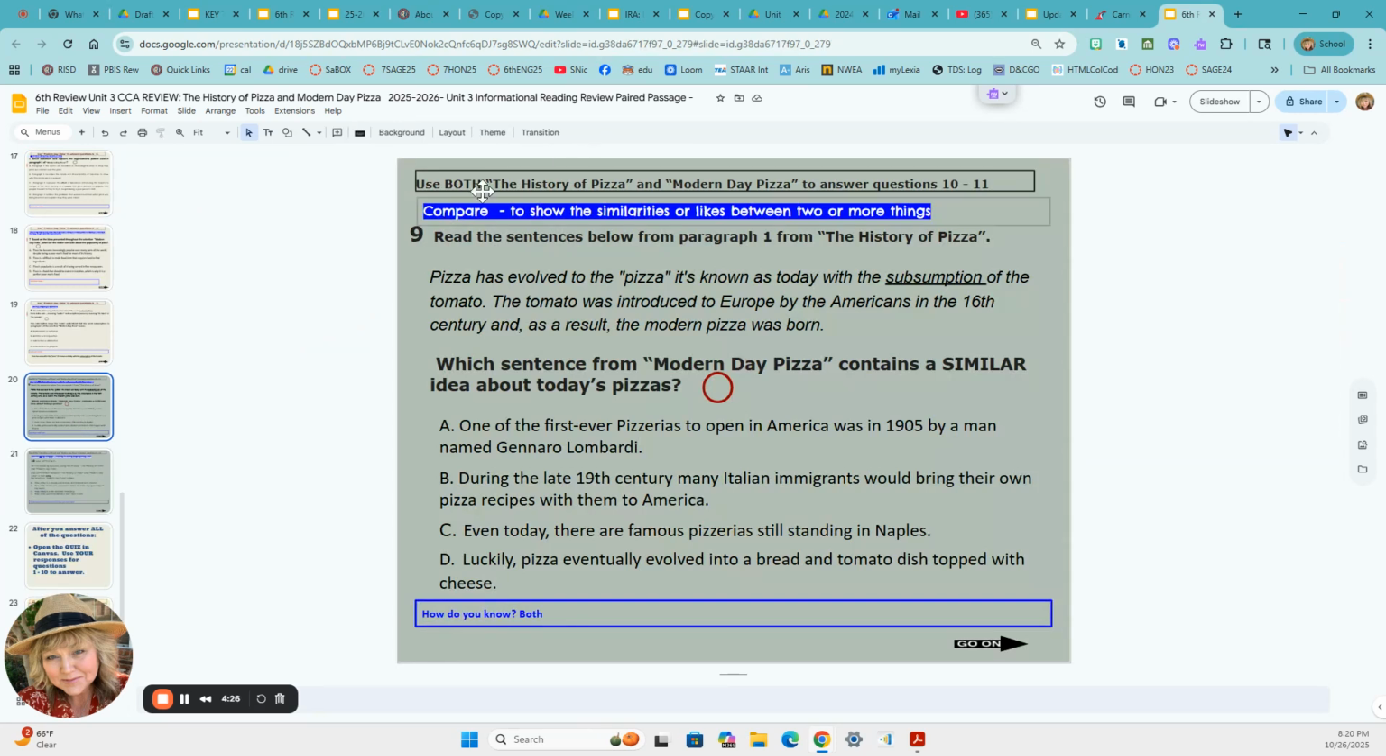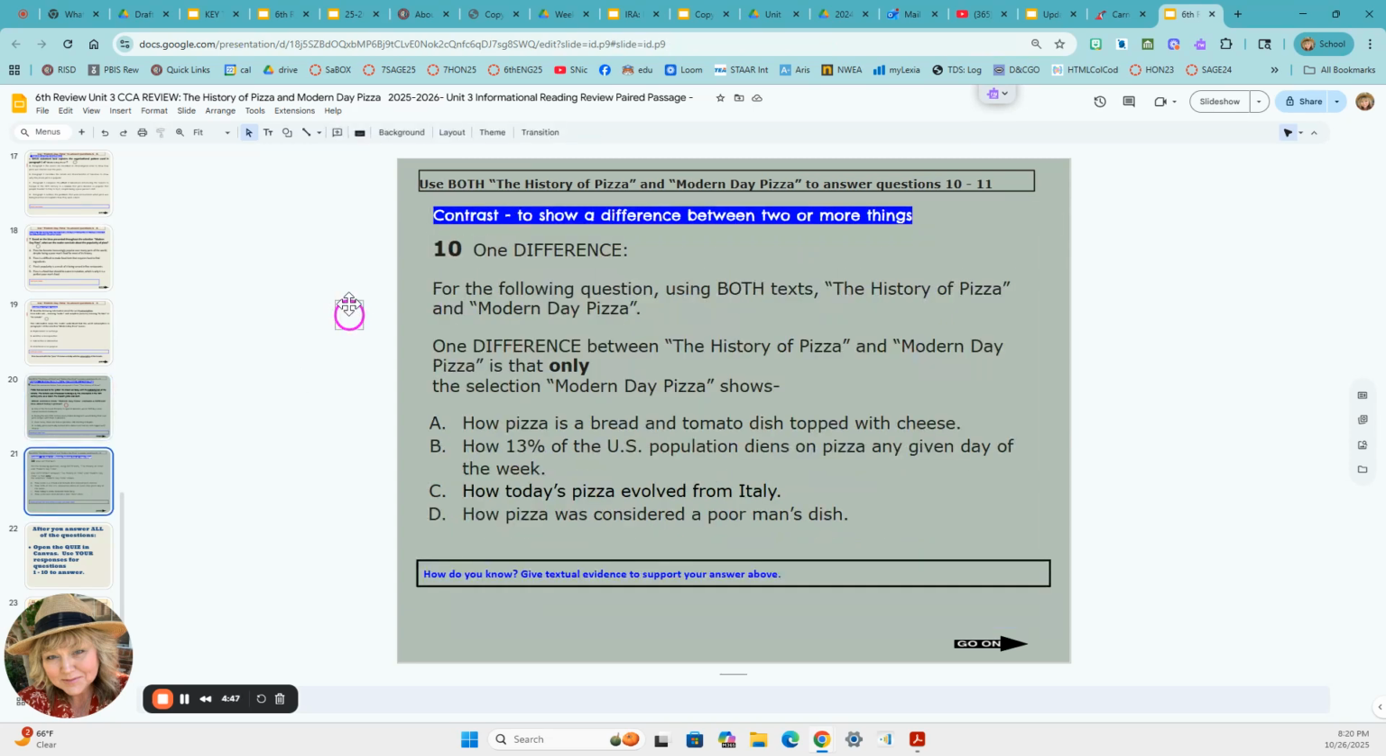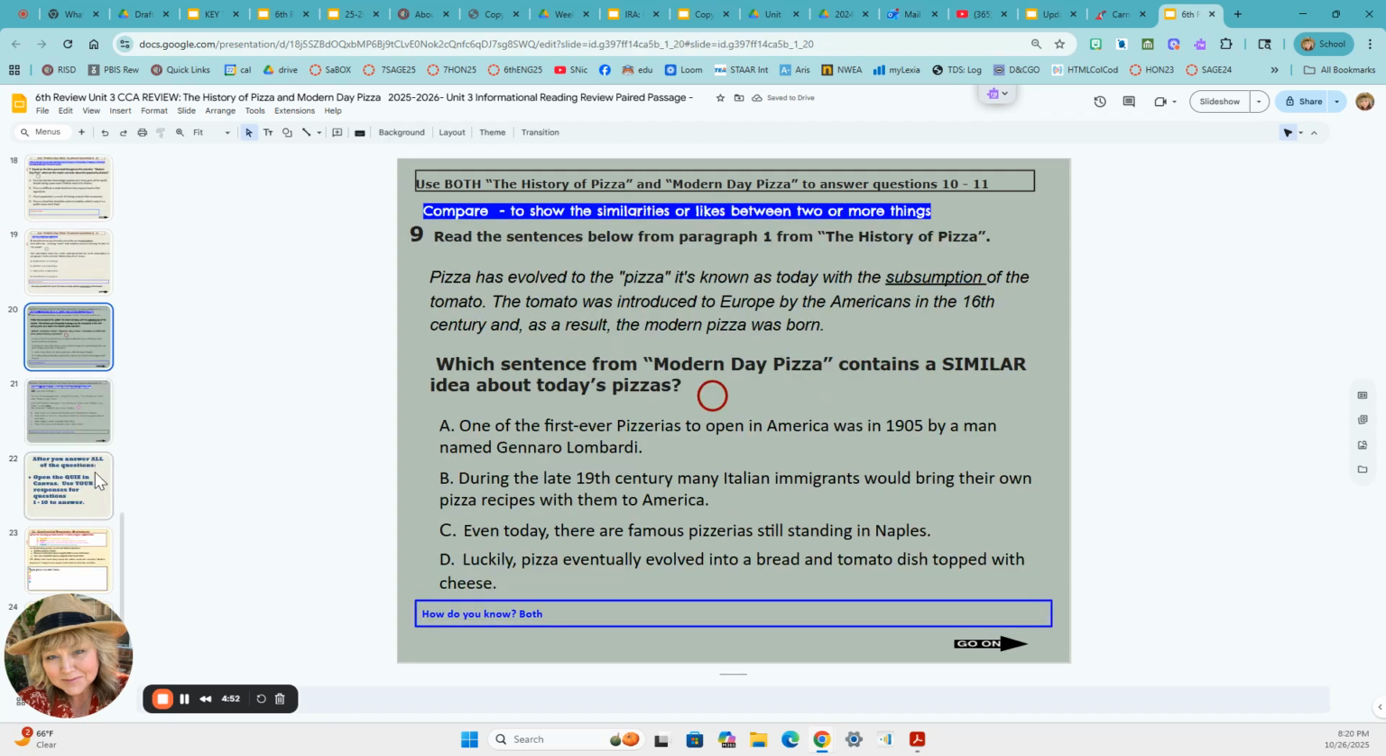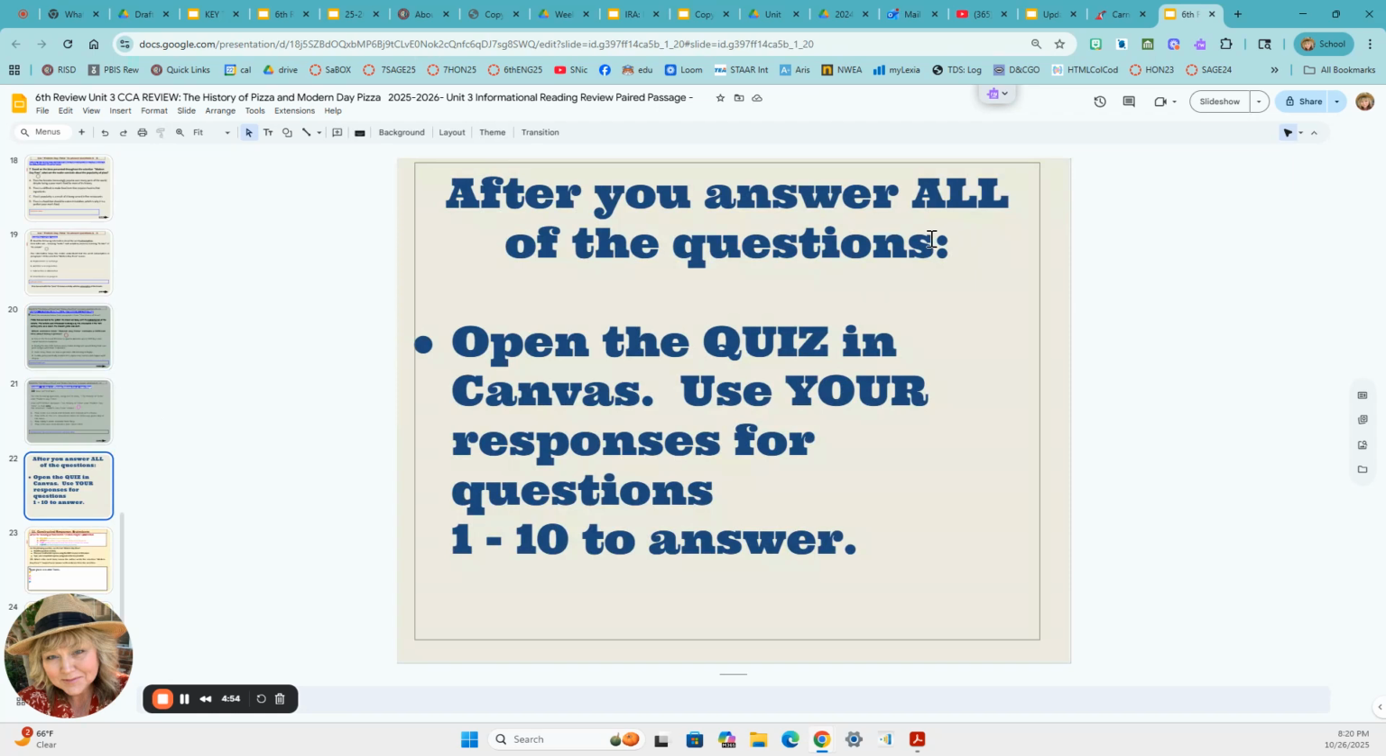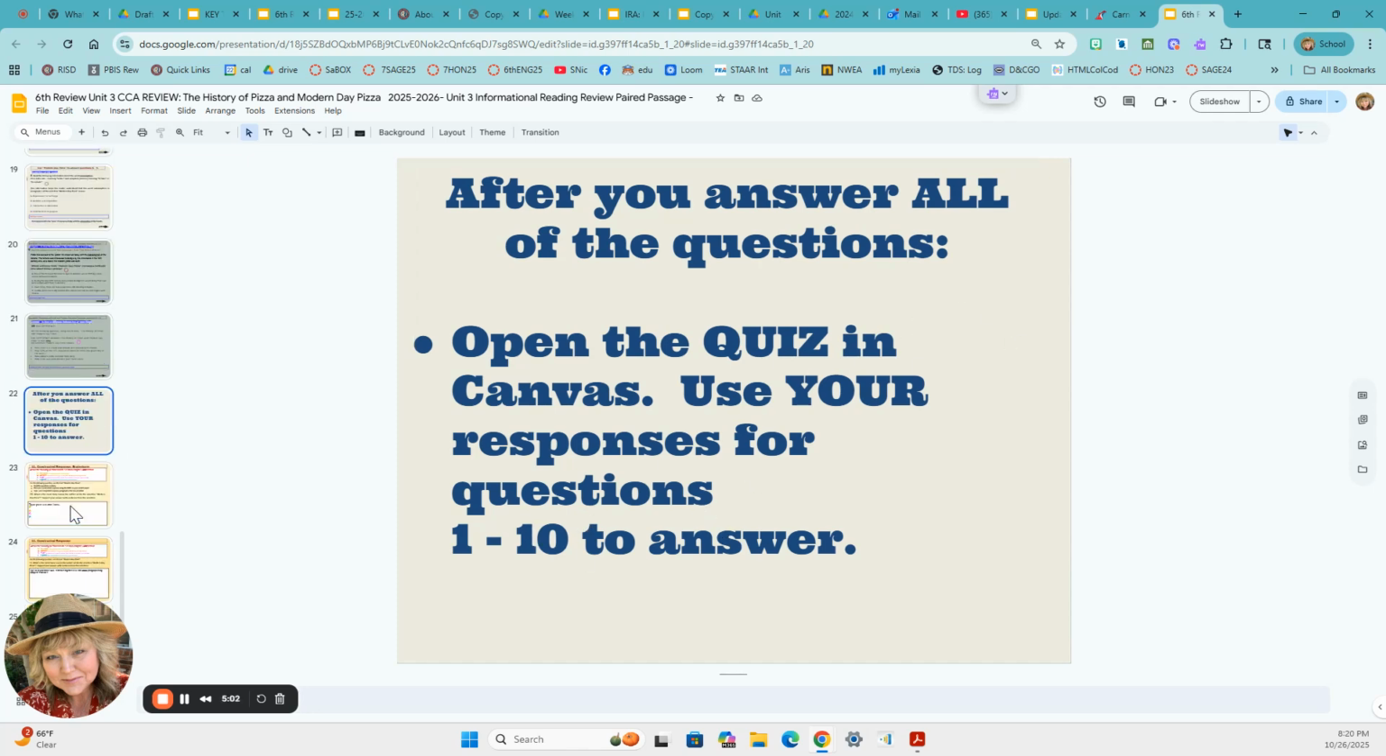And then you're going to answer questions about both The History of Pizza and Modern Day Pizza. You're going to use the same methods, except make sure that you are looking at both of the passages. This one is comparing to show similarities, and this one is contrasting to show differences. After you answer all of the questions, 1 through 10, you're going to open the quiz in Canvas and use your responses for questions 1 through 10 to answer.